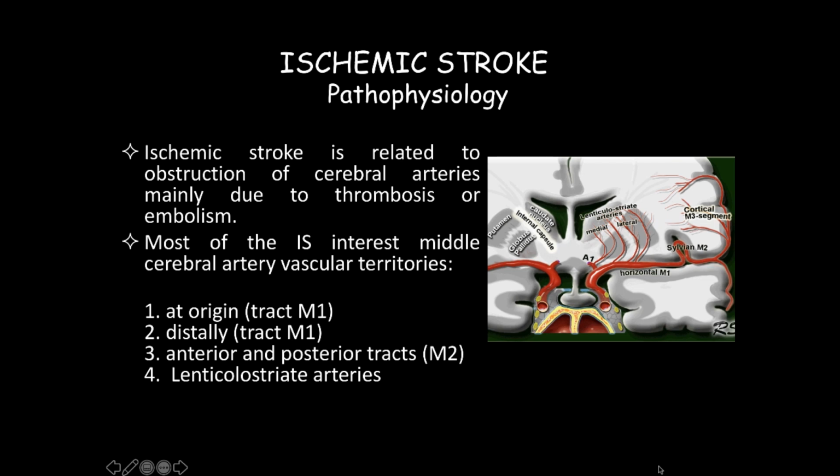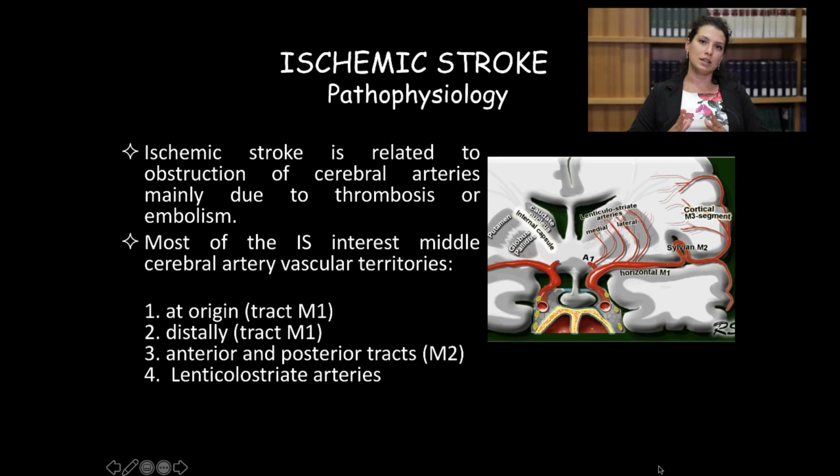Let's start with the pathophysiology of ischemic stroke. Ischemic stroke is related to the obstruction of a certain cerebral artery, and mainly due to two mechanisms: thrombosis and embolism. So we can say that thromboembolism is the main cause. Most ischemic strokes are related to the obstruction of the middle cerebral artery. We divide the middle cerebral artery into 4 main tracts, which are the tracts mostly involved in this pathology. The most important tract is M1, the first tract from the origin to the division of the middle cerebral artery.